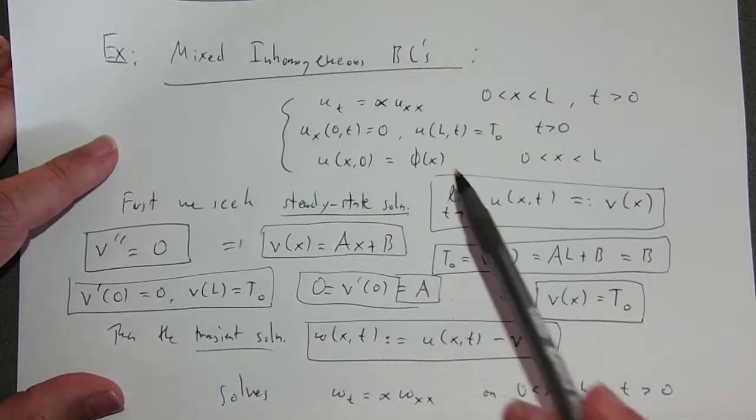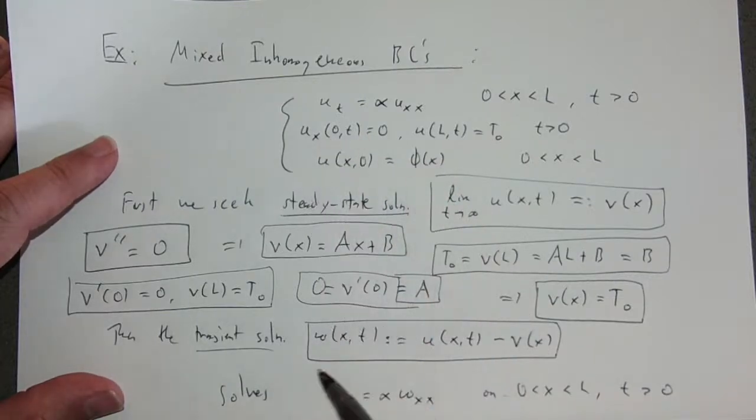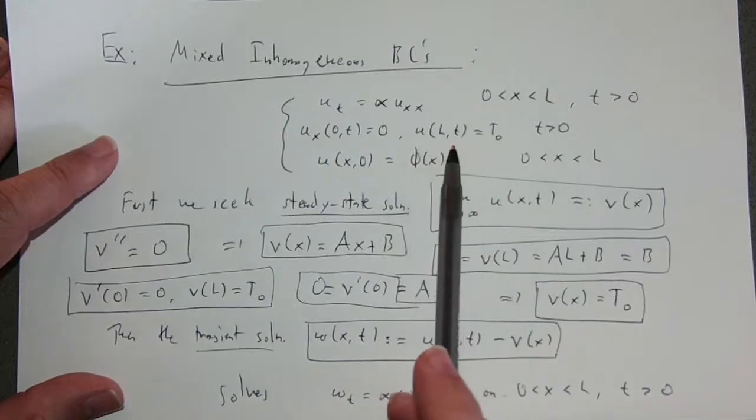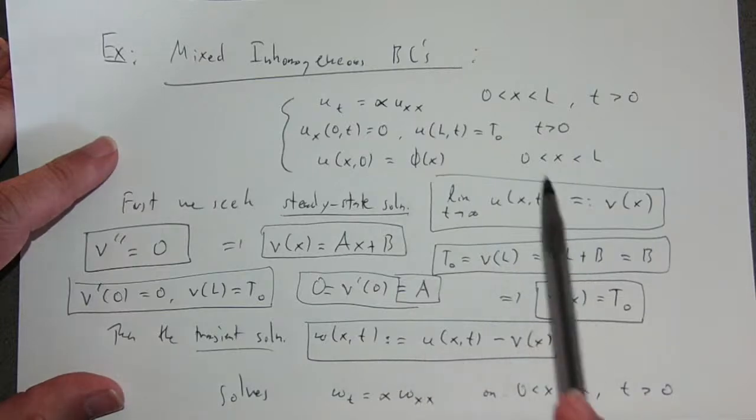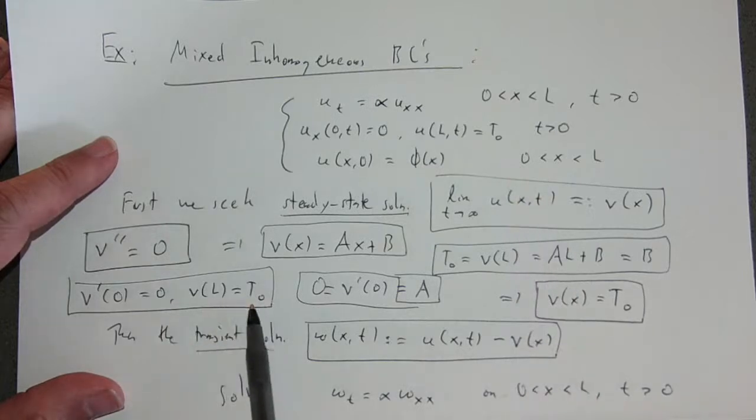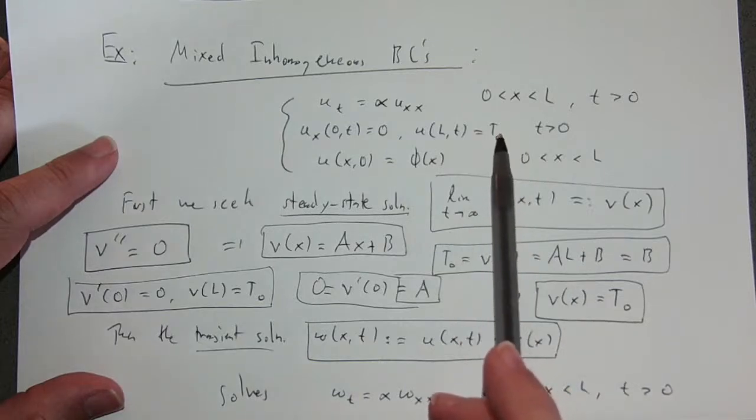Well, at the left end, what is the flux? The flux is going to be u sub x minus v prime at 0. So this is u sub x at (0,t) minus v prime at 0. They're both 0, so it's 0 minus 0, which is 0. At the right end, this is w sub x at (L,t), which is u sub x at (L,t) minus v prime at L. U of L,t is T naught, v of L is also T naught. So this is T naught minus T naught, which is also 0.